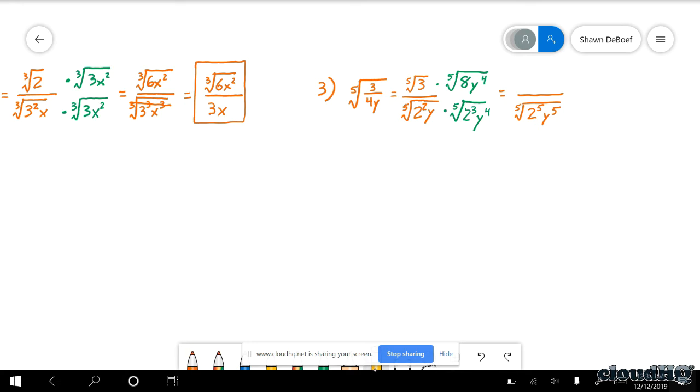Or I'm completely fine with going straight to what the simplified denominator would be. I'm going to have 2 to the fifth, but the fifth root of that is just 2. I'm going to have y to the fifth, and the fifth root of that is just y. That's your denominator. Your numerators, multiply them. Fifth root, 3 times 8 is 24. And then y to the fourth.